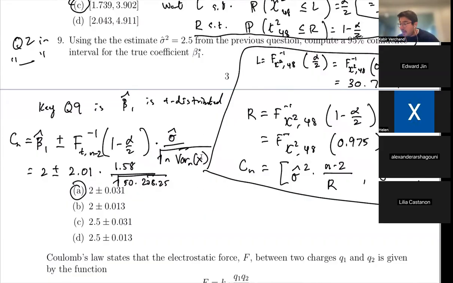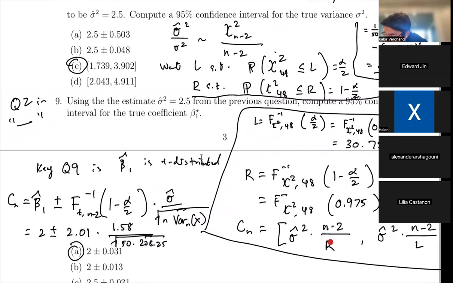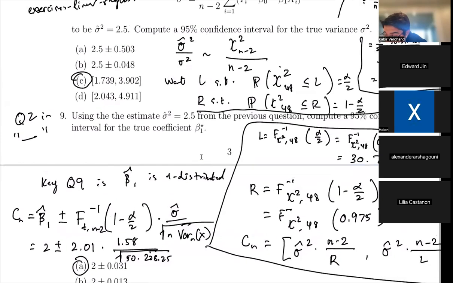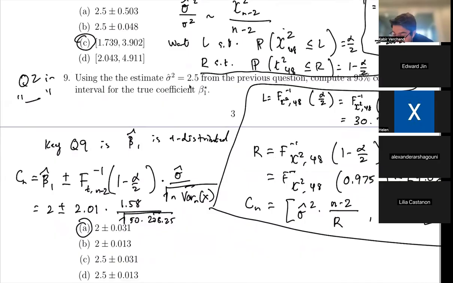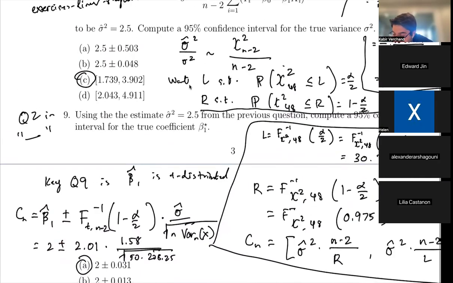So someone asked in the chat also, it's a great question for question 8. Are we supposed to use R in the denominator here or L in the denominator? We are supposed to use R in the denominator here because this variance confidence interval is interesting when we compare to the coefficient confidence interval, because usually here we're centering at something and then we're adding plus or minus, whereas for the variance it's actually multiplicative.